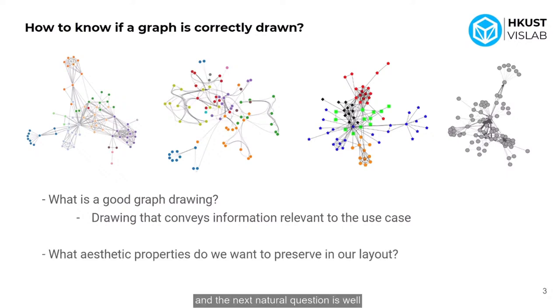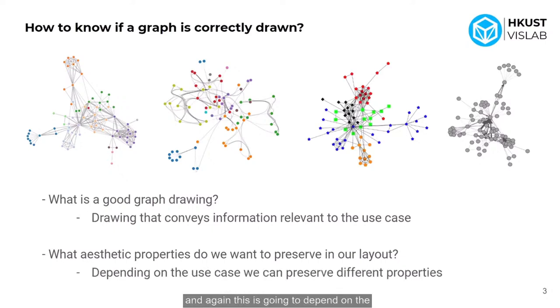And the next natural question is, well, what aesthetic properties do we want to preserve in our layout so that we get a good graph drawing? And again, this is going to depend on the actual use case. And based on that use case, we can decide which properties we want to preserve and which properties we do not particularly care about.